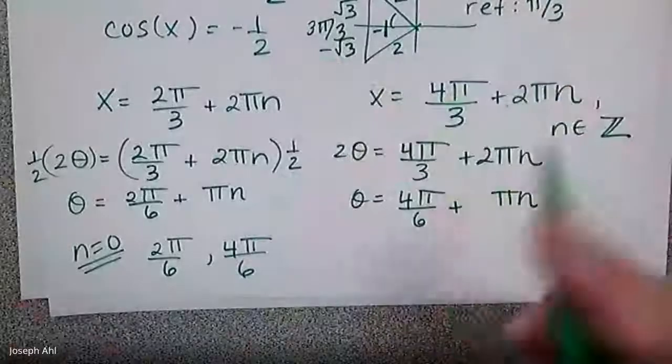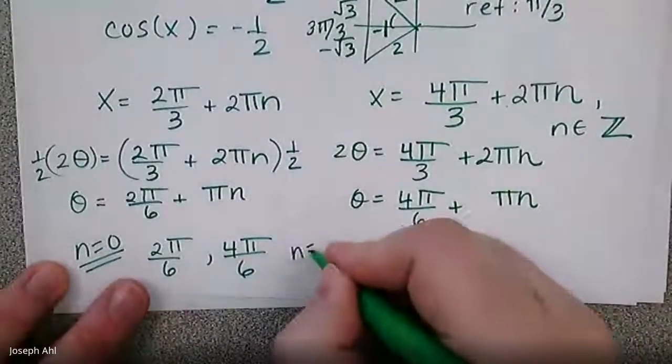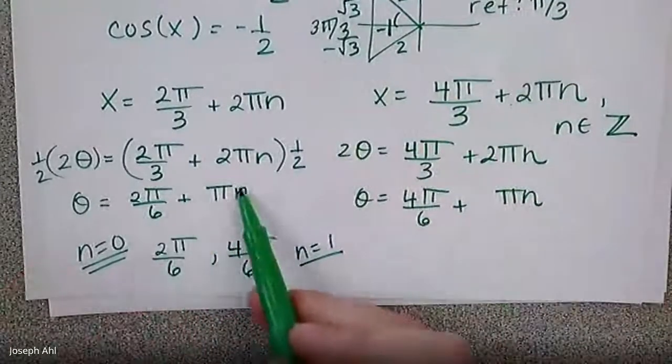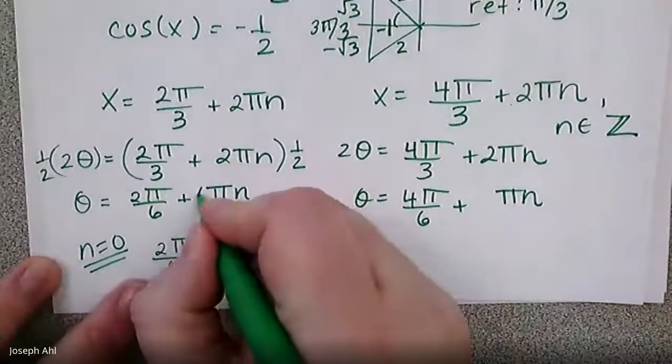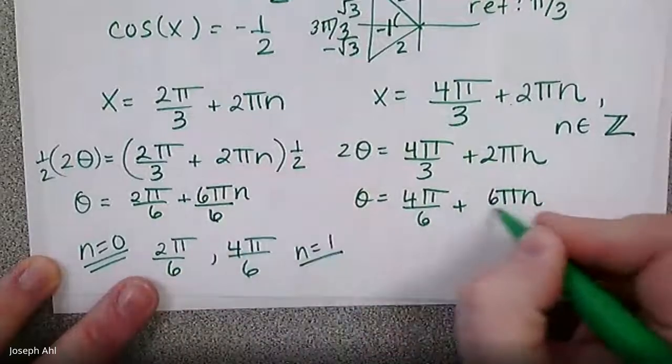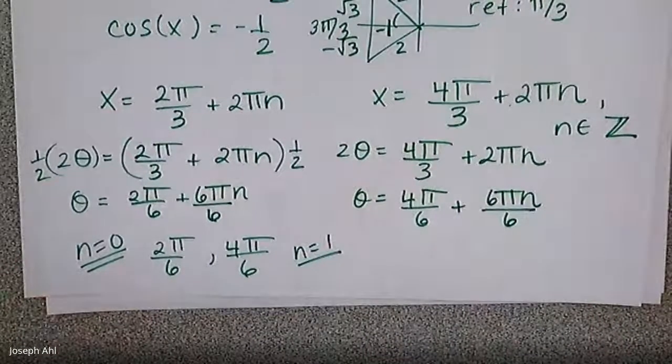All right. So then what I'm going to do, I'm going to plug in n equals 1. And when I plug in 1 for n, it becomes 2 pi over 6 plus pi. Here's what I think is going to be a great thing for us to do. Why don't we write these with common denominators and make those 6 pi over 6?